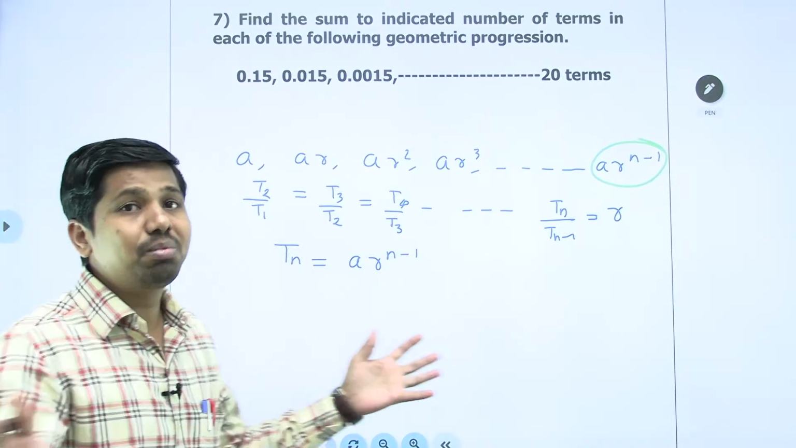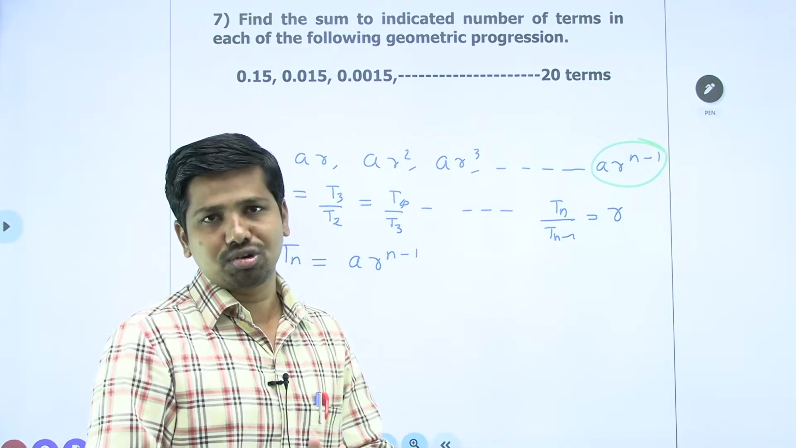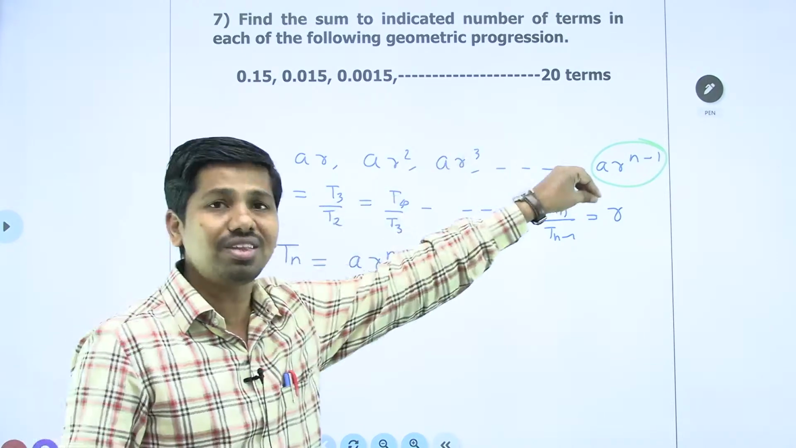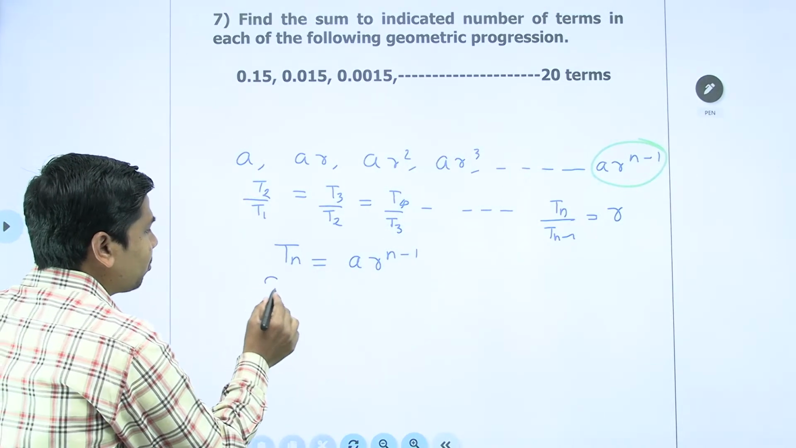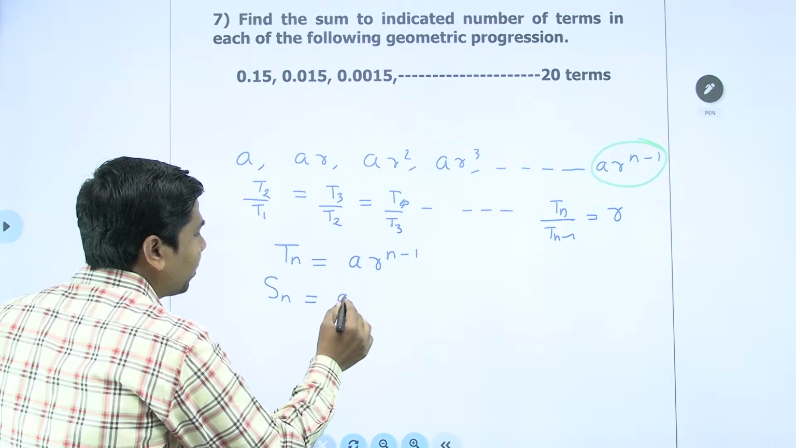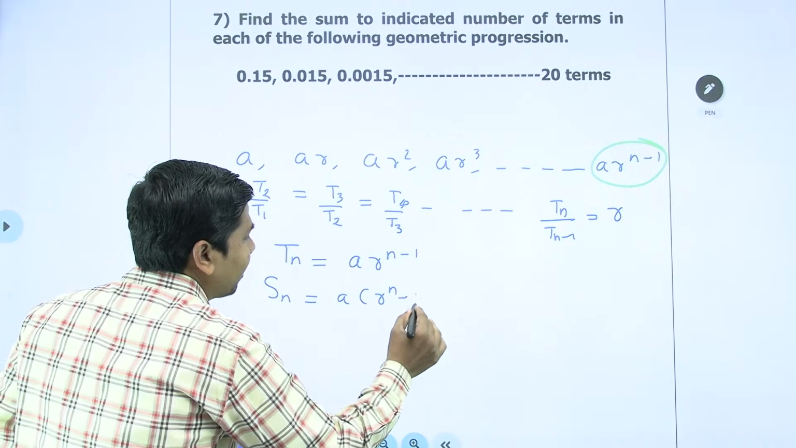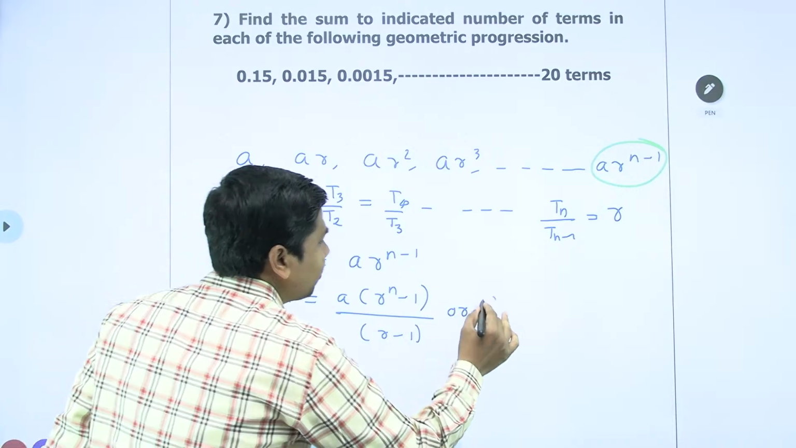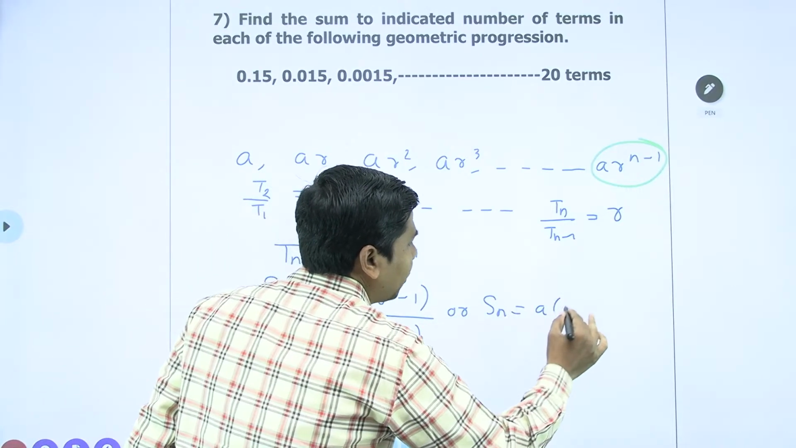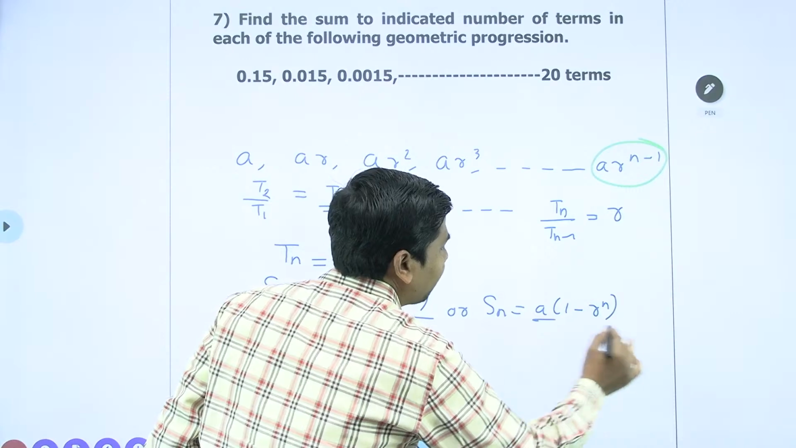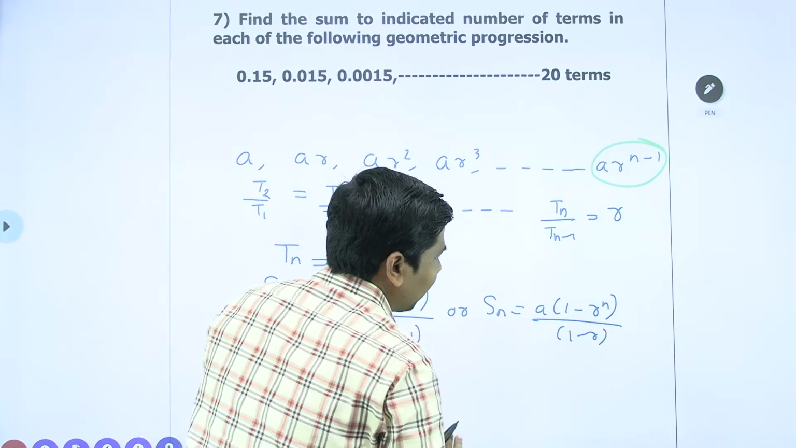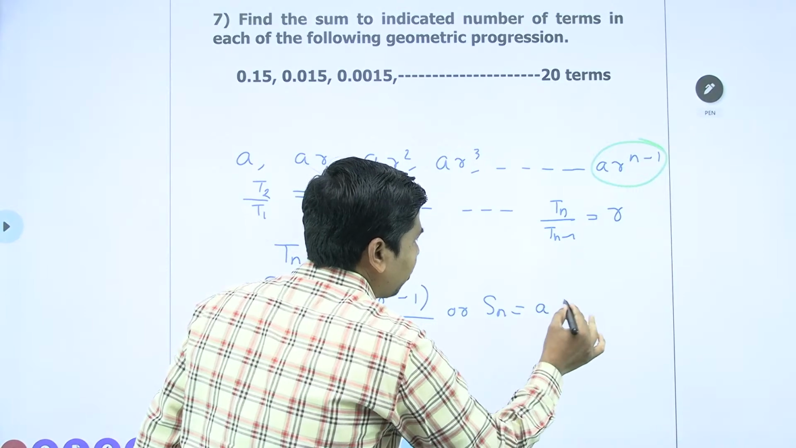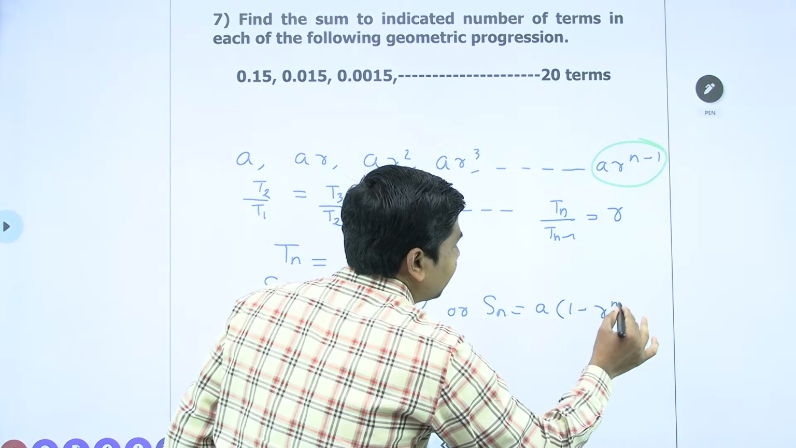And how to find the sum of these terms where the terms are in geometric progression, that is Sn. Sn means the sum of all the terms. Tn means a particular term, that is the nth term. Sn for the geometric progression is given by Sn is equal to A into R raised to n minus 1 by R minus 1. Or we can also use Sn is equal to A into 1 minus R raised to n by 1 minus R. So these are the two formulas to find the sum of the nth term of a geometric progression.